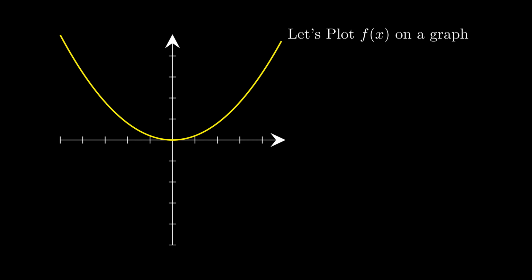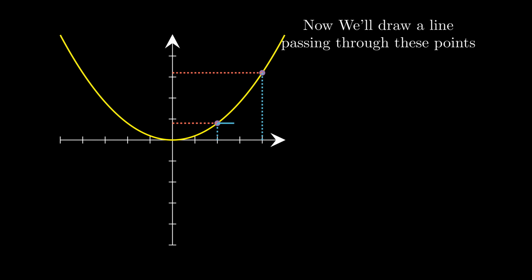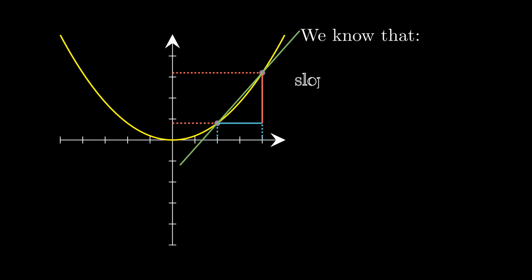Let's plot f of x on a graph. We'll plot any 2 points on the graph. Now we'll draw a line passing through these points. We need to find the slope of this line. We know that slope is equal to the distance between points y coordinates divided by distance between points x coordinates.